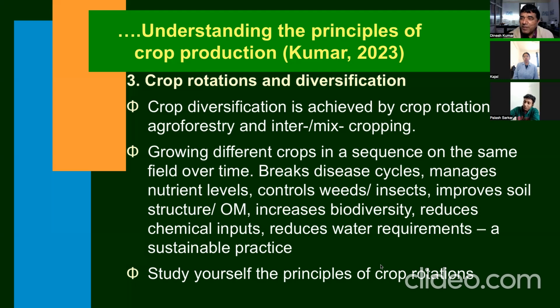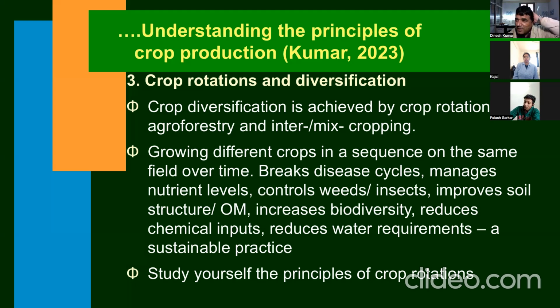Generally speaking, rotation means at least a 2-year rotation should be there. If it is a 1-year rotation, then what is the use? Because next year you will also grow rice, next year you will also grow wheat. So rotation should be for a longer period.